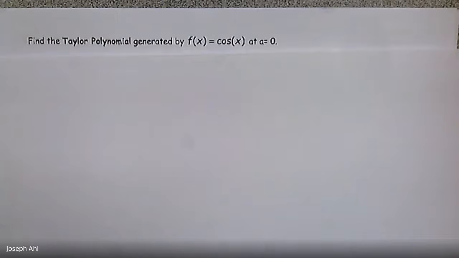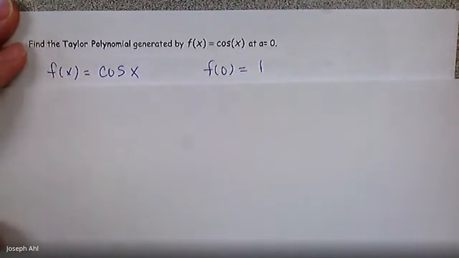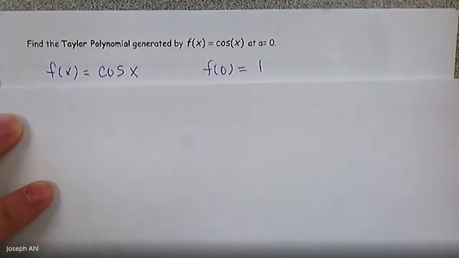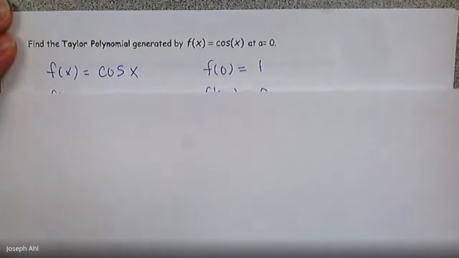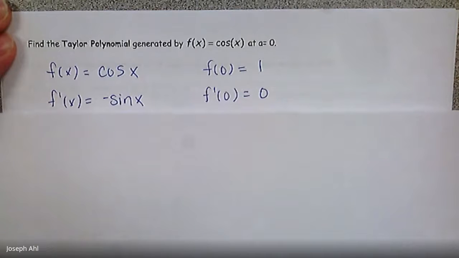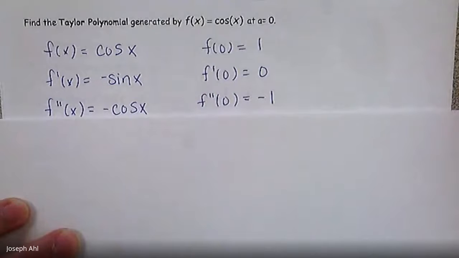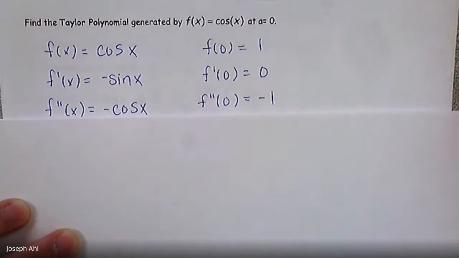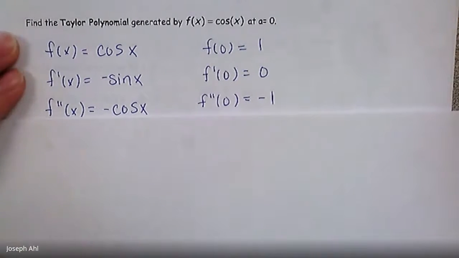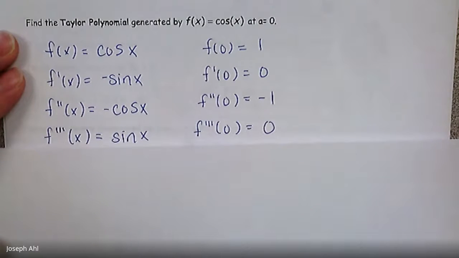Now, the nice thing about cosine, of course, is when I start finding derivatives, we know that it has a very cyclic derivative. So if f of x equals cosine x, the first value for f of 0 that we're going to plug in is 1. First derivative is negative sine. Derivative there at 0 is 0. Second derivative would be negative cos. The second derivative at 0, therefore, would be negative 1. Third derivative is positive sine.